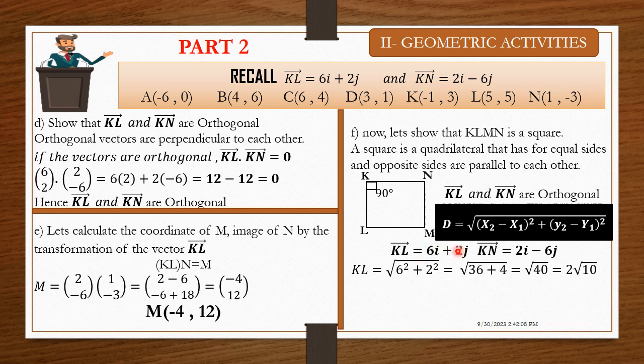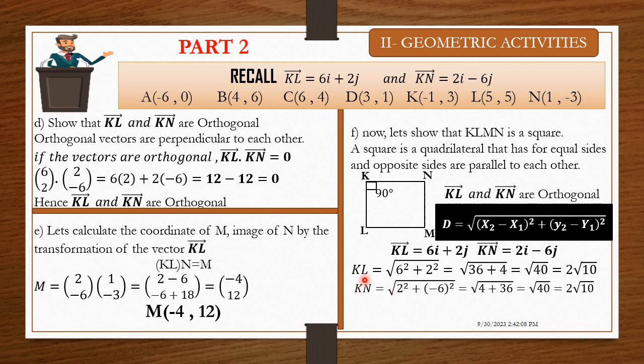So let us do that. We know how to find the magnitude of a vector. We simply square the components and take the square root. That means we square 6 and we square 2 and we take the square root. This gives us 6 times 6 is 36, 2 times 2 is 4. 36 plus 4 is 40. And this can be written as 2 root 10. Voila.